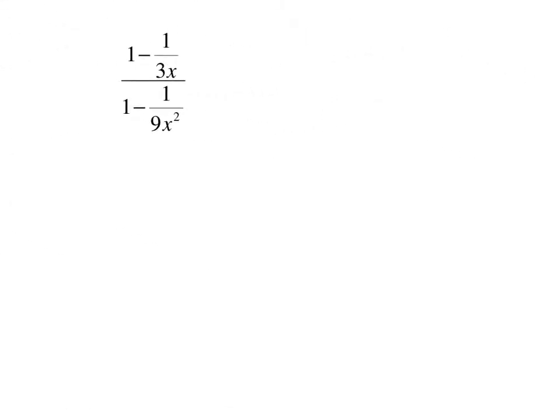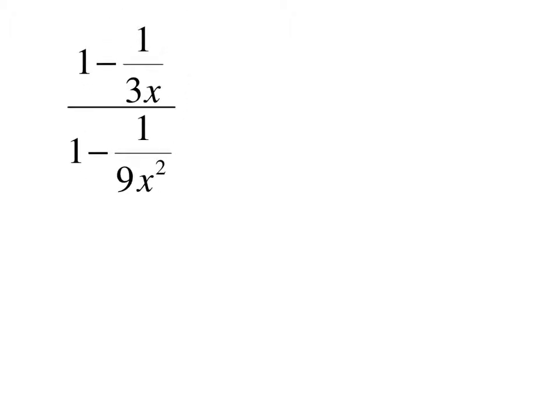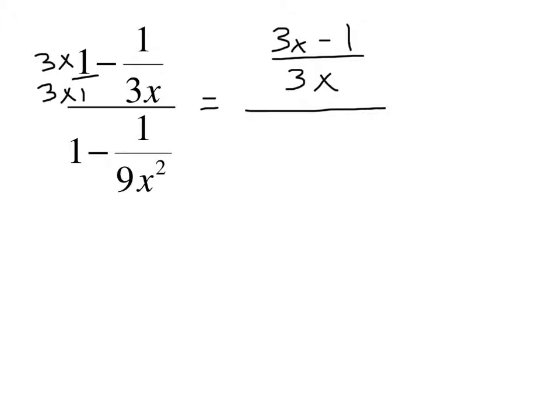And let's do this one. We're going to combine the fractions in the numerator. What is 1 minus 1 over 3x? What's the common denominator? 3x. This second fraction is fine, but the first fraction, we can think of it as 1/1. We need it to have 3x in the denominator. So we multiply numerator and denominator by 3x. That gives us 3x minus 1 over 3x.